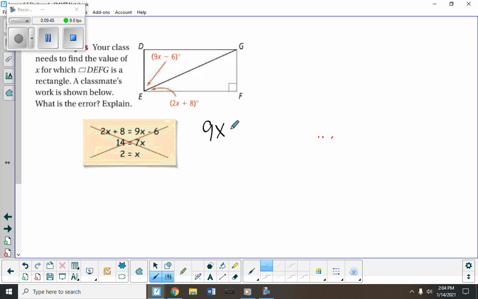So you would say 9x minus 6 plus 2x plus 8 equals 90. So we would add those together, and then you would solve that equation for x. So that's how you would do a problem like that.